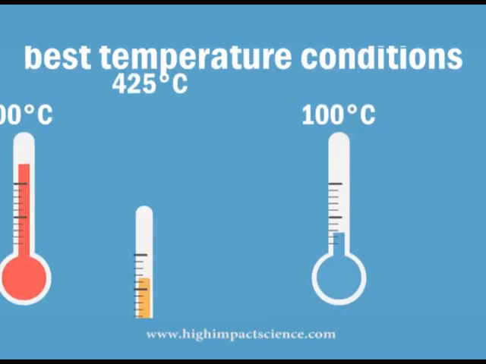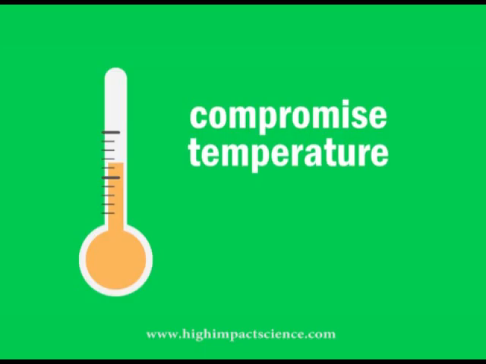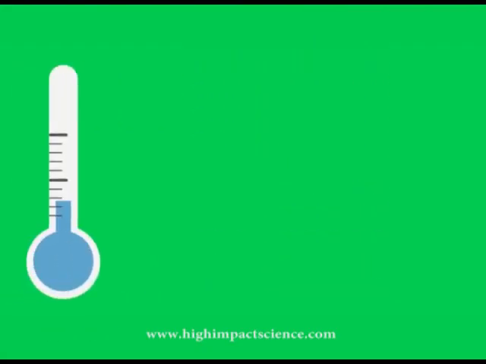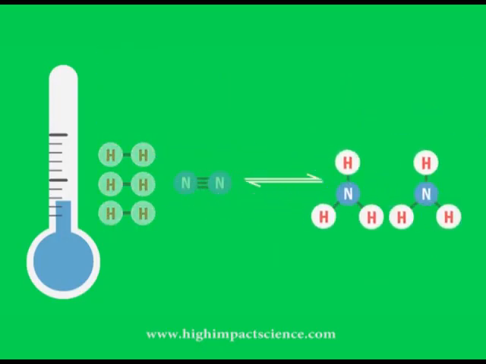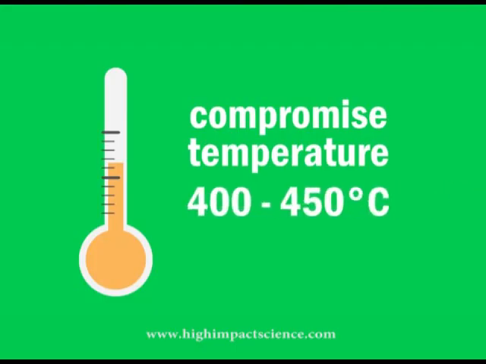Keeping this principle in mind, what's the best temperature to maximize ammonia production? Since the forward reaction is exothermic, it would make sense to conduct the reaction at a low temperature. A compromise temperature of 400 to 450 degrees Celsius is used, which is not exactly low, but not too high. If a low temperature was used, the rate of reaction would be slow, though the exothermic reaction would be favored. It would actually take a long time for equilibrium to be reached. So a compromise temperature of 400 to 450 degrees Celsius ensures that the reaction proceeds with sufficient yield.